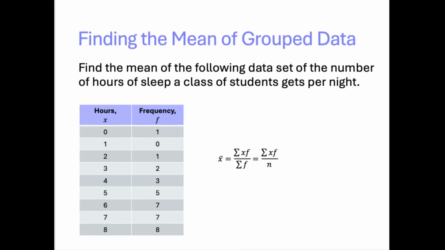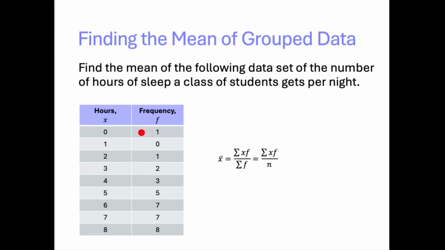Now let's look at finding the mean of group data. In this example, we're asked to find the mean of the following data set of the number of hours of sleep a class of students gets per night. Notice that our variable of interest is x. In the left column, we see the number of hours the students are getting of sleep a night, and in the right column is the frequency, like how many students get that many hours of sleep.